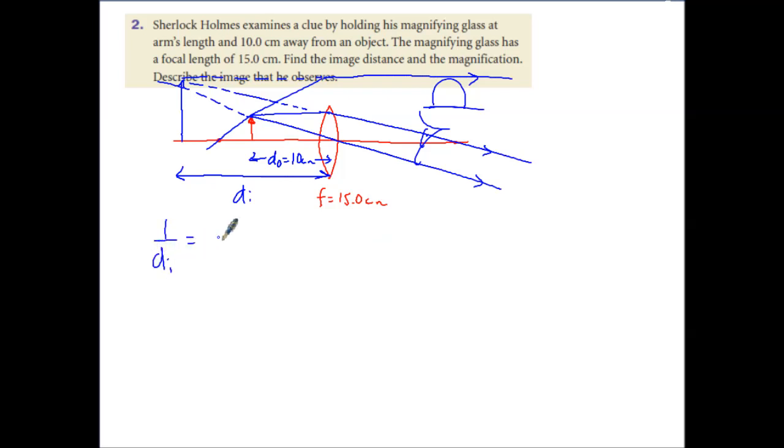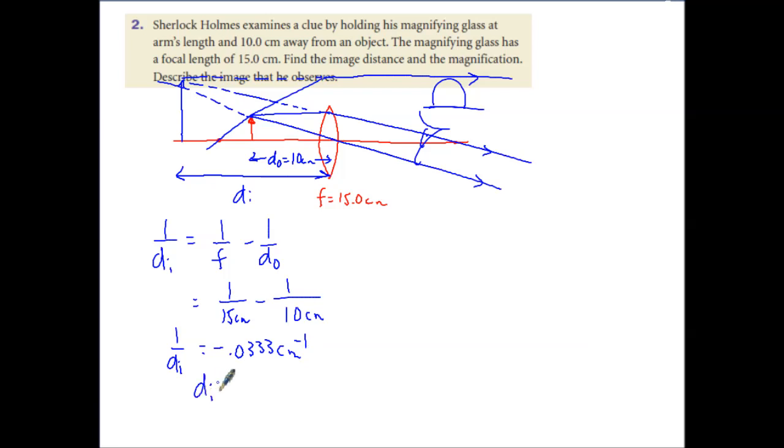So 1 over DI is equal to 1 over F minus 1 over DO. 1 over 15 centimeters minus 1 over a positive 10 centimeters. Let's see what we get for that. Yeah, I get that 1 over di is equal to a negative 0.0333 inverse centimeters. So when I reciprocate that, I get di is equal to a negative 30 centimeters.